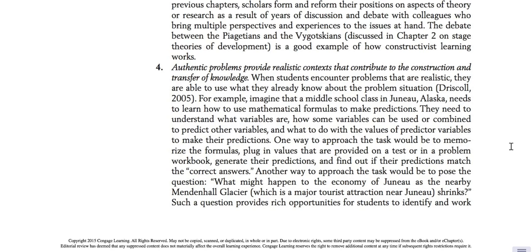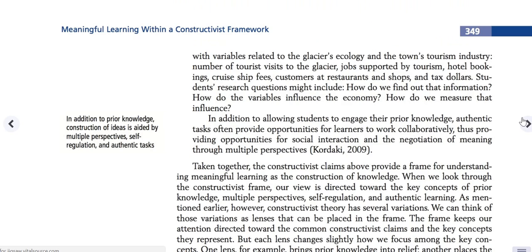One way to approach the task would be to memorize the formulas, plug in values that are provided on a test or in a problem workbook, generate their predictions, and find out if their predictions match the correct answers. Another way to approach the task would be to pose the question, what might happen to the economy of Juneau as the nearby Mendenhall Glacier, which is a major tourist attraction near Juneau, shrinks? Such a question provides rich opportunities for students to identify and work with variables related to the glacier's ecology and the town's tourism industry.